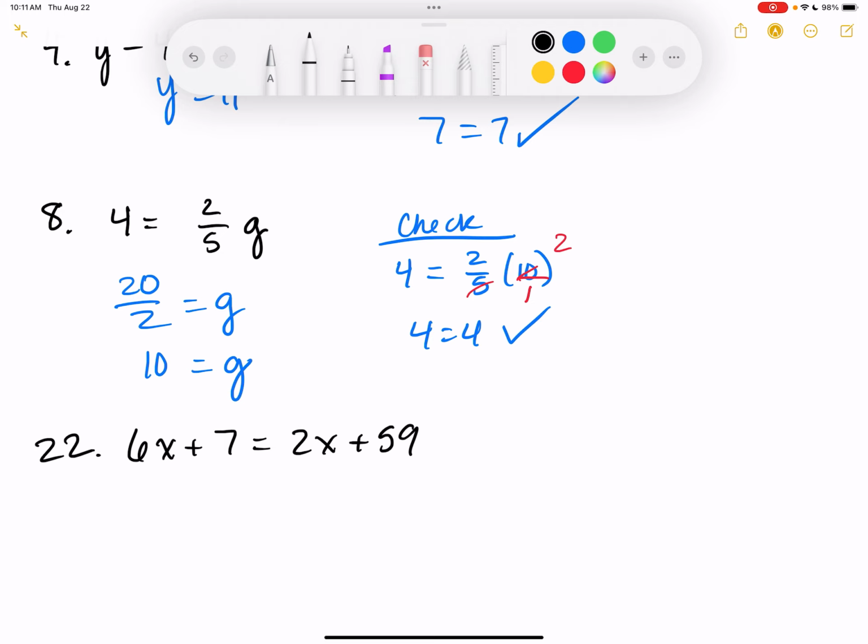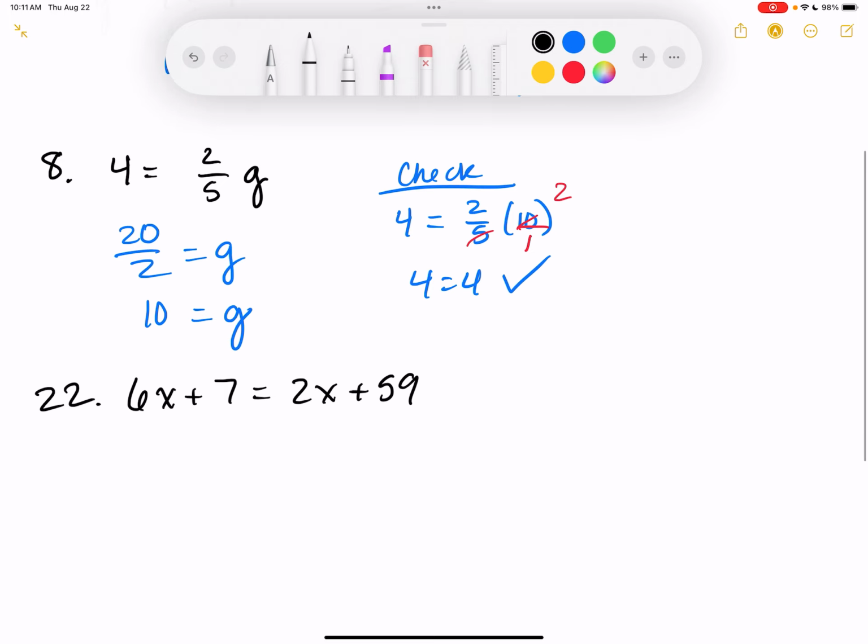When I have a problem that has variables and numbers on both sides, I move them in one step. Variables to one side, numbers to the other. I don't do it in multiple steps. Some people do. That's fine if you need to do that. But you're in an advanced math class, you can skip some steps every once in a while. So we get 4x on the left. Subtract the 7 on the right. We get 52.